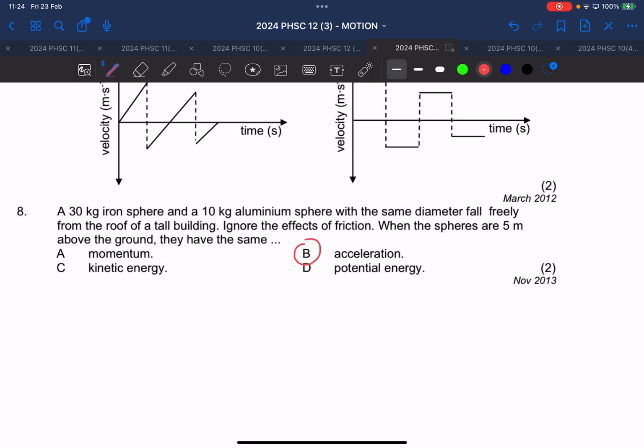Let's just check one, not the others. Momentum is mass times velocity. Are the masses the same? No. Kinetic energy is a half mv squared. Masses not the same. Potential energy is mgh. Masses not the same. Right, good. Back to the graphs.